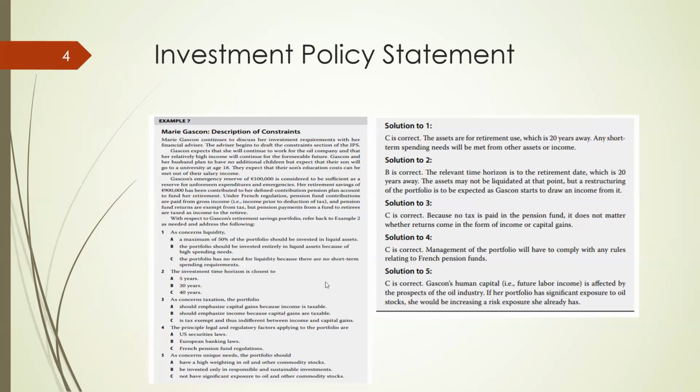The principal legal and regulatory factors applying to the portfolio are US securities law, European banking laws, French pension fund regulations. So answer is C, which is obvious. As concerns unique needs, the portfolio should have a high weighting in oil and other commodity stocks, or be invested only in responsible and sustainable investments, or not have significant exposure to oil and other commodity stocks. As Gascon is working in the oil industry, she should not have high exposure to oil and other commodity stocks, because that increases the risk.